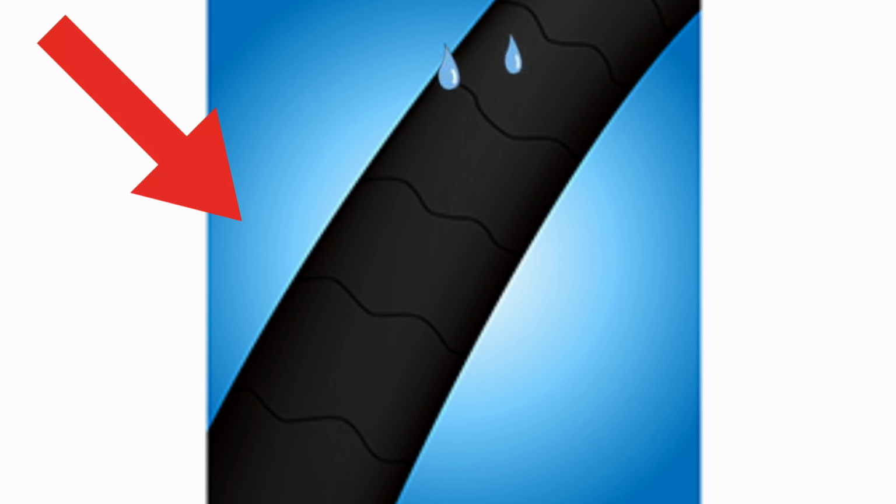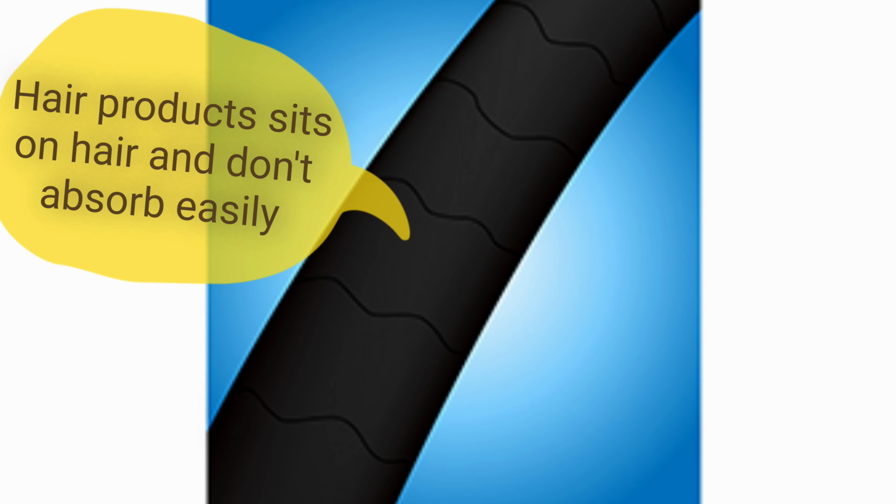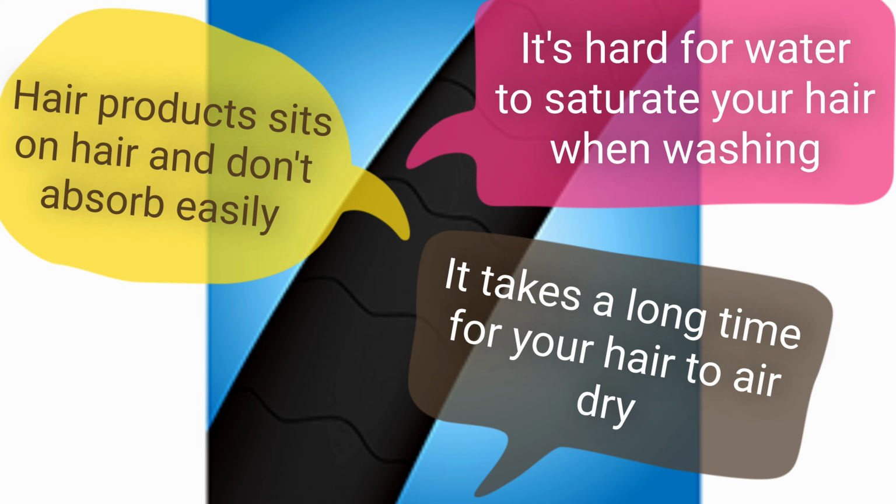What are the characteristics of low porosity? With low porosity hair, the cuticles are tightly packed and very close together. This makes it harder for the moisture to penetrate the hair shaft. You may have low hair porosity if hair products tend to sit on your hair and don't absorb easily. It's hard for water to saturate your hair when washing. It takes a long time for your hair to air dry.